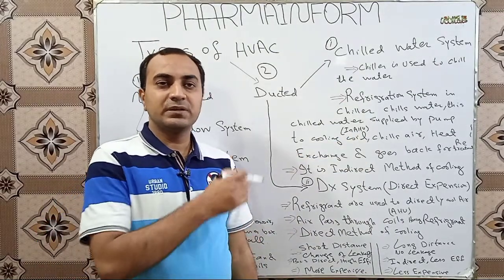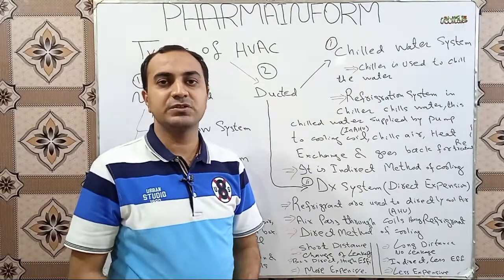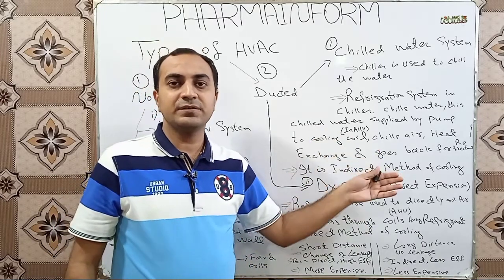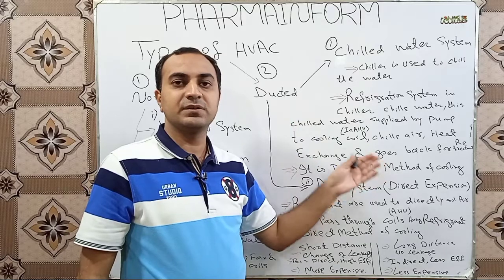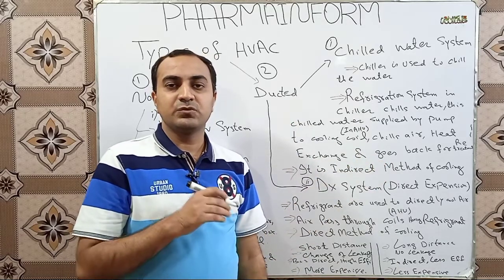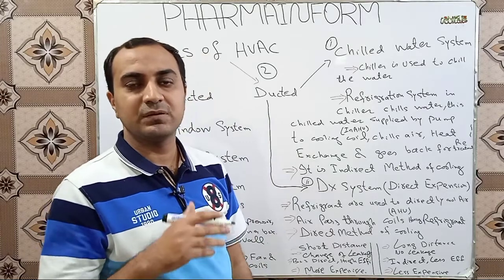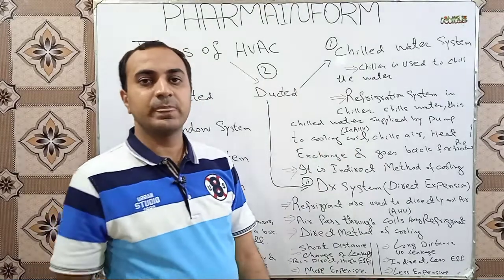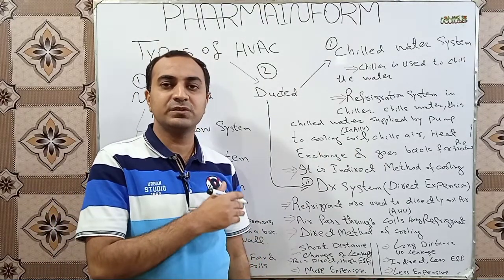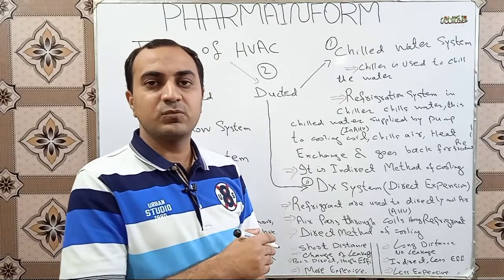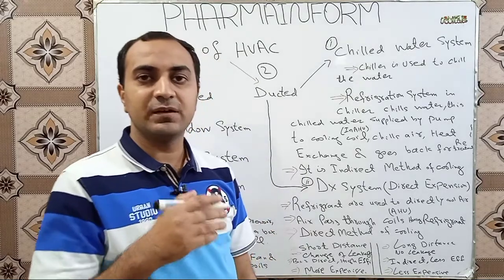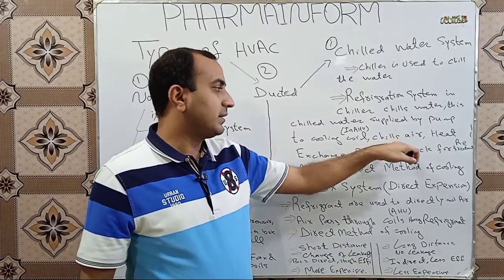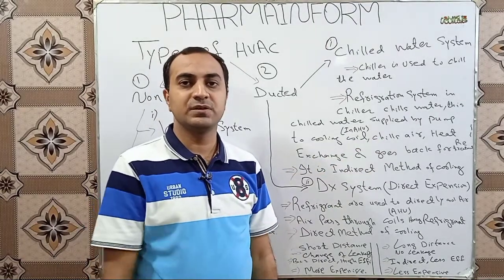In simple words, in a chilled water system, first of all we chill the water using refrigerants, and then this chilled water is supplied using pumps through the pipes to the cooling coils of AHU, air handling units. When air moves through these cooling coils, due to the circulation of chilled water in the coils, the heat exchange mechanism takes place and the air becomes cool or chilled.